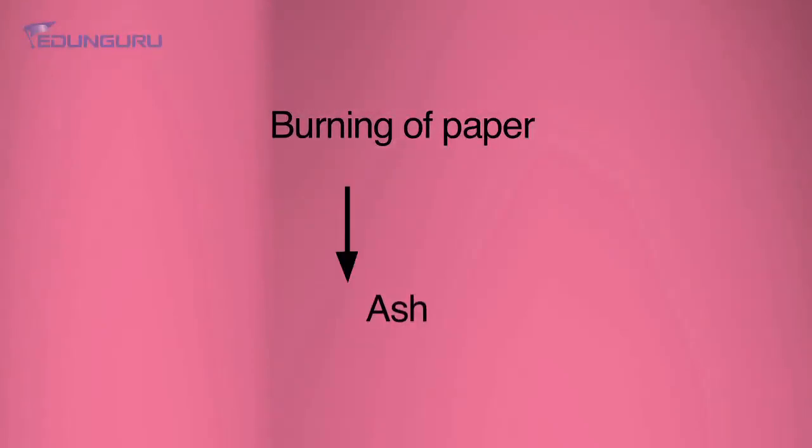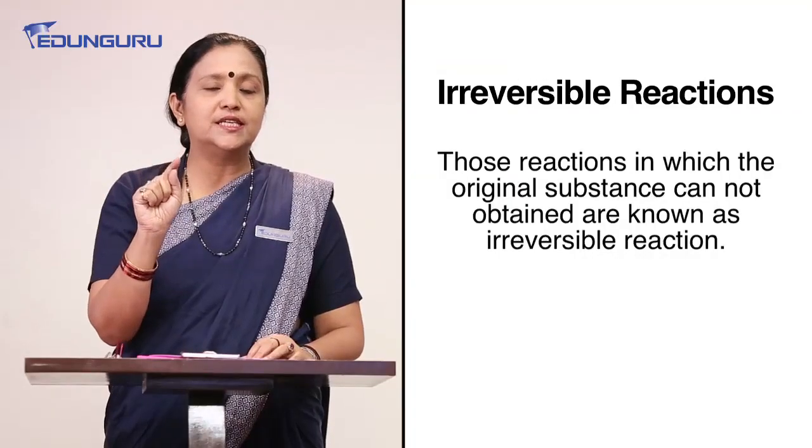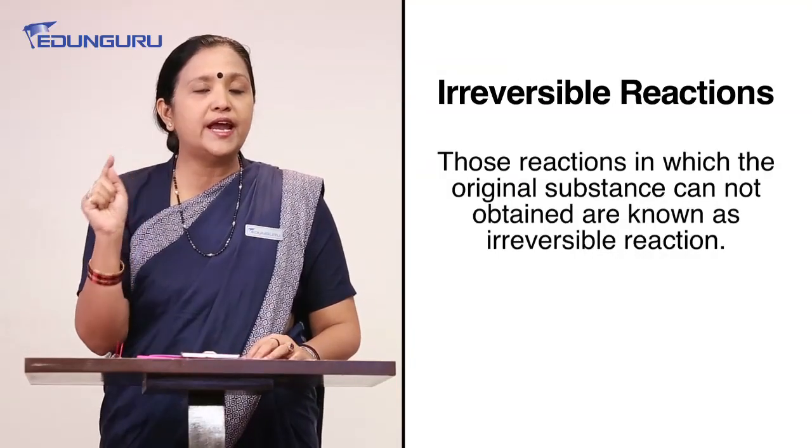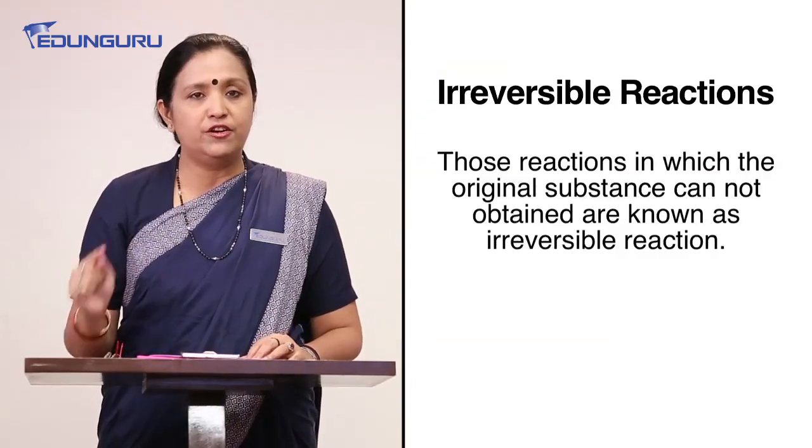Now what about burning of paper and burning of coal? What kind of reaction do you think that is? Ma'am, they are irreversible reactions. Why? Ma'am, because the product cannot be converted into original substances. Very good. So here if you understand, when you burn paper, it converts into ash and smoke. From ash and smoke, you cannot get paper back. So such reactions in which you cannot get the original substance back are known as irreversible reactions.